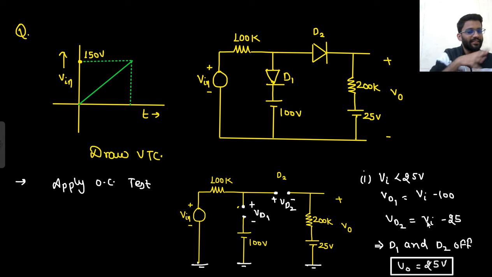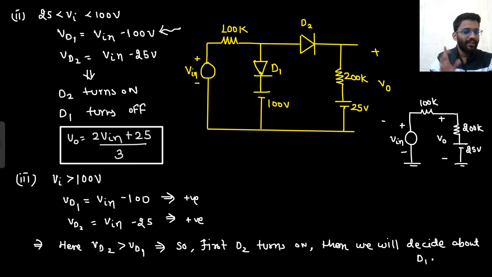So when Vin is less than 25, both are off. For Vin greater than 25, VD1 turns on. And for Vin greater than 25 and less than 100 volt, D1 turns on and D2 is off. And then V0 is 2 Vin plus 25. Now for Vin greater than 100 volt, it feels like that D1 can turn on. But first D2 will turn on. If D2 is turned on, after that we will decide whether D1 will turn on or not.